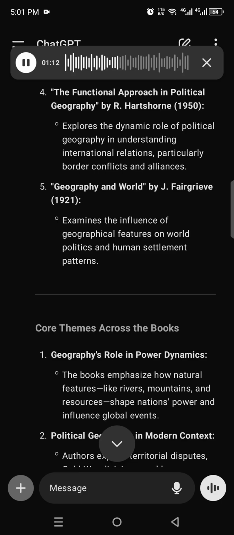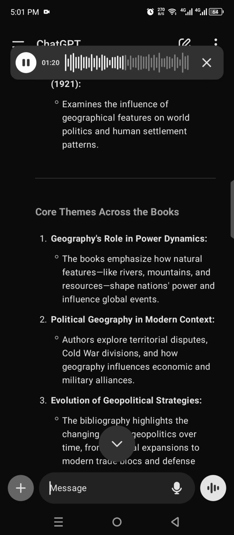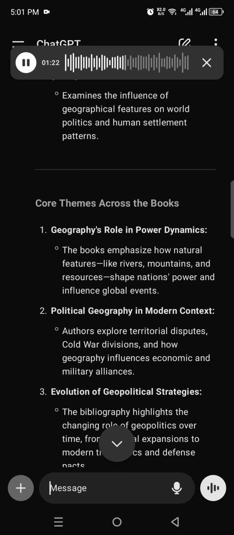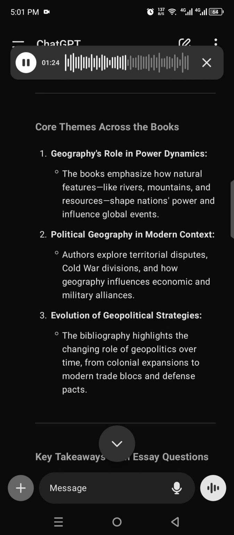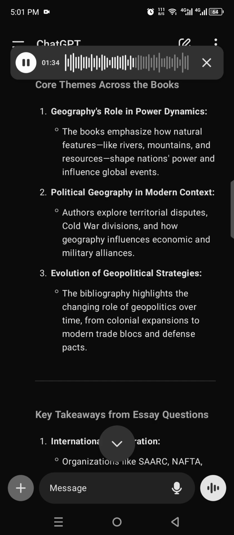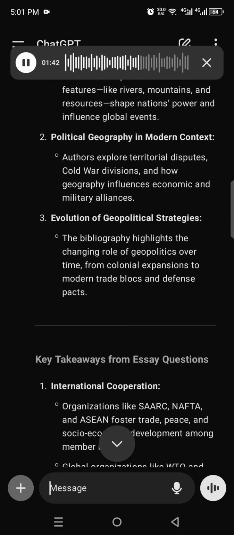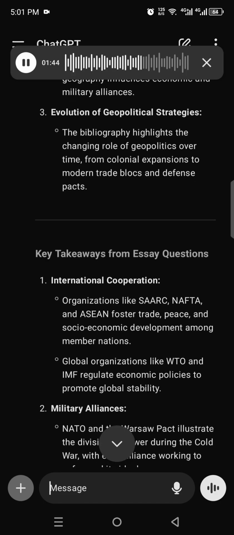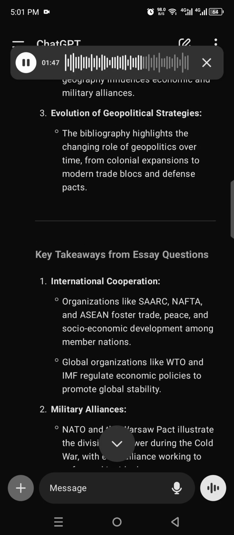Core themes across the books. 1. Geography's role in power dynamics. The books emphasize how natural features, like rivers, mountains, and resources, shape nations' power and influence global events. 2. Political geography in modern context. Authors explore territorial disputes, Cold War divisions, and how geography influences economic and military alliances. 3. Evolution of geopolitical strategies. The bibliography highlights the changing role of geopolitics over time, from colonial expansions to modern trade blocs and defense pacts.